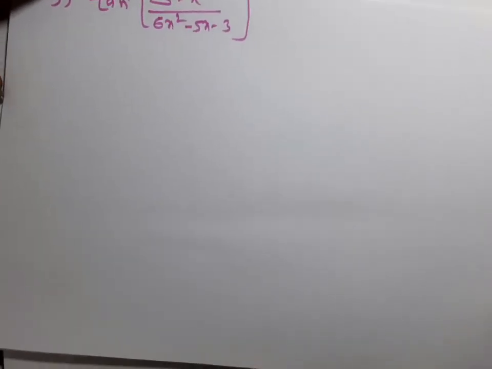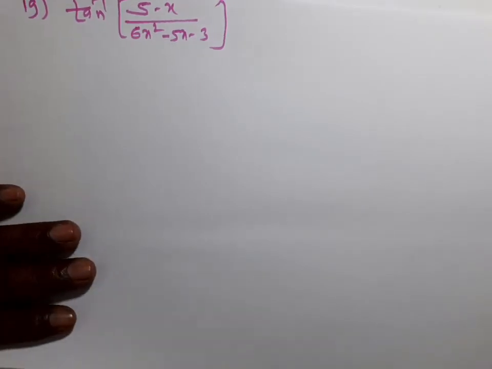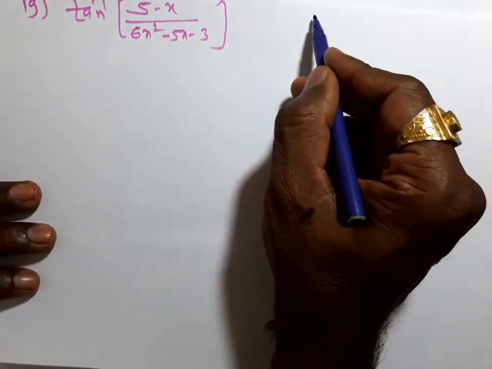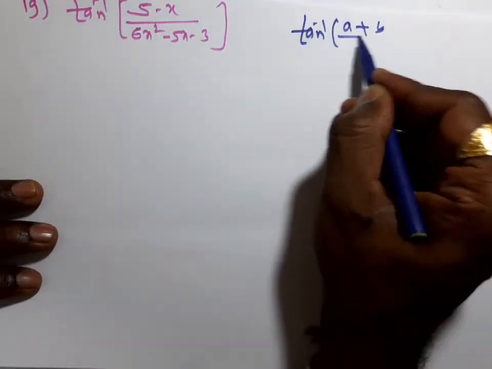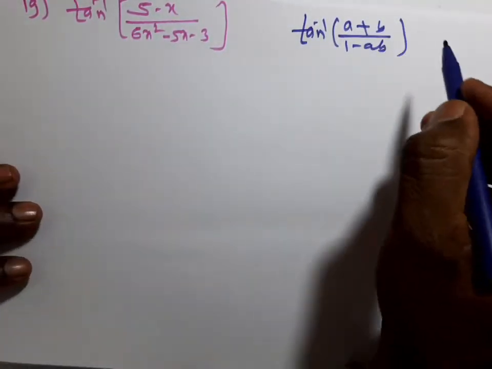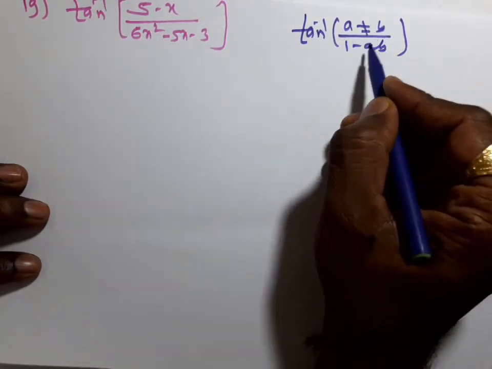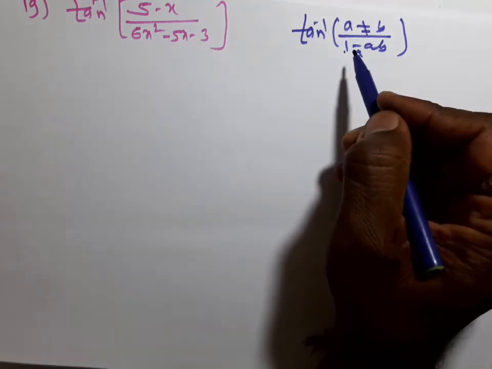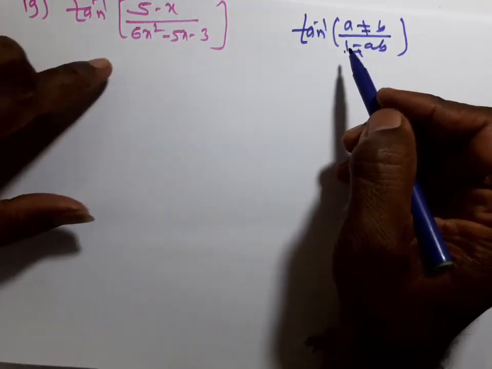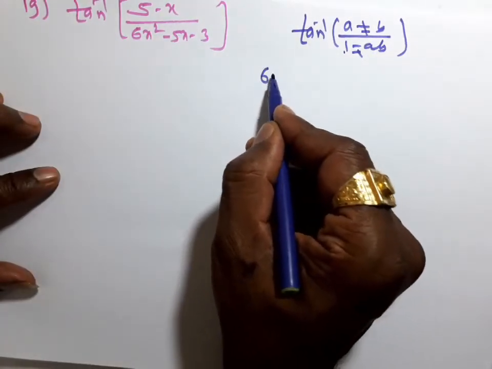Now example number 19. Very interesting example. Again I am writing here the formula tan inverse (a plus b) upon (1 minus ab), or if it is minus, there will be plus. Any formula one is necessary, as I told you in the previous example. So therefore I have to simplify this first.